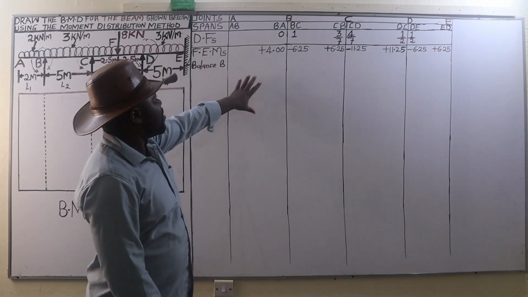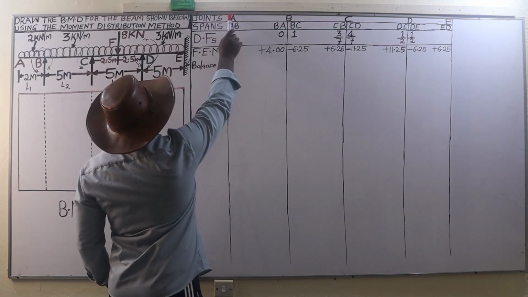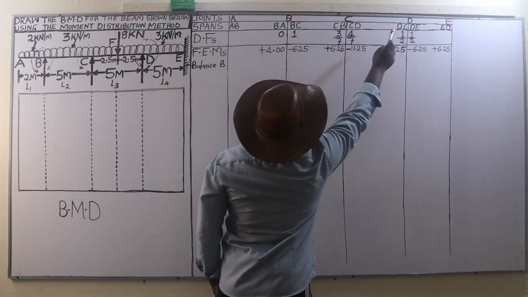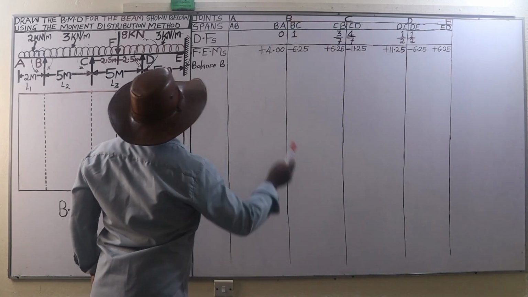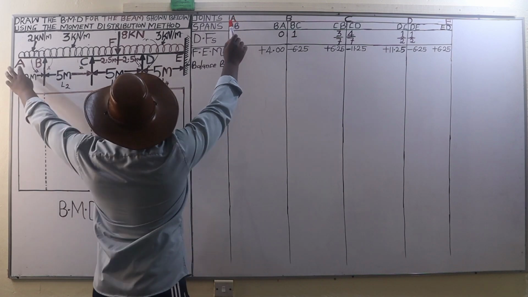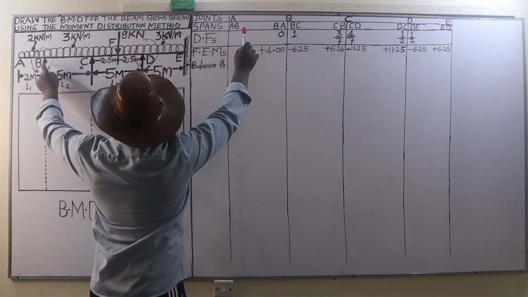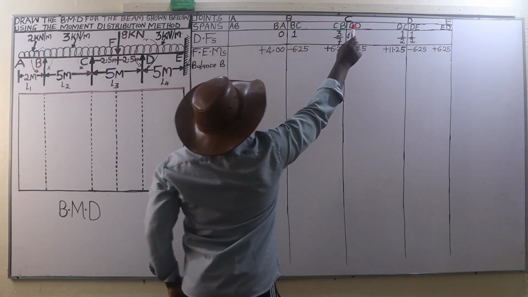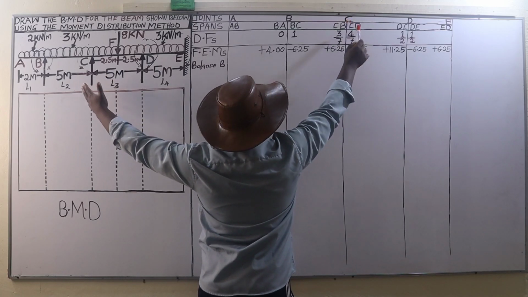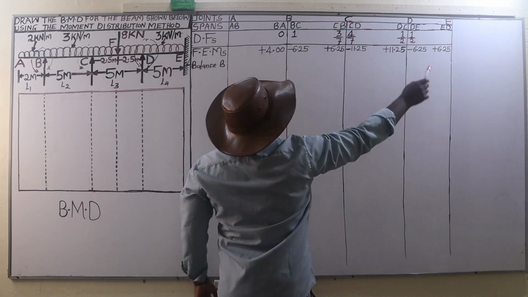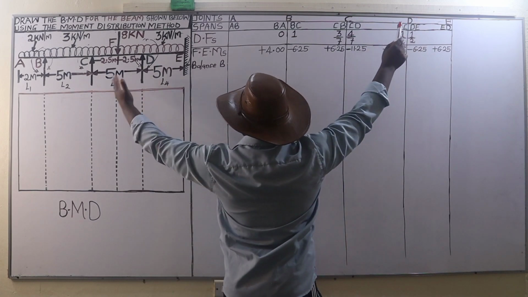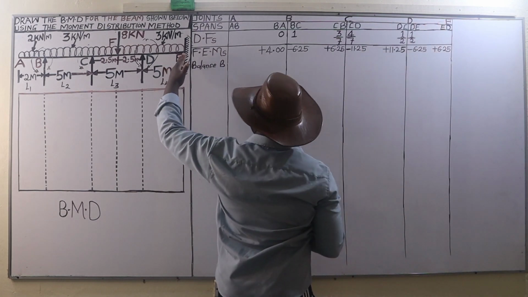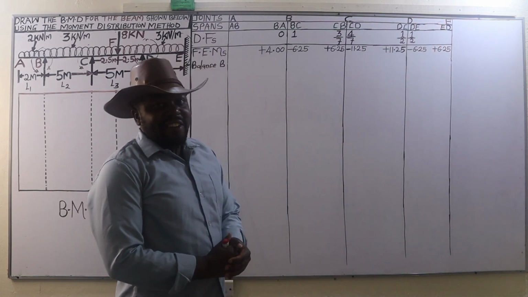So this is how our table is going to look. We have the joints, that is joint A, B, C, D, and E, which we have all written there. Then we have the spans. For the joint A, we have span AB. For the joint B, we have two spans, BA and BC. For joint C, we have CB on the left and CD on the right. For joint D, we have DC on the left, DE on the right. And for the joint E, we got ED on the left.